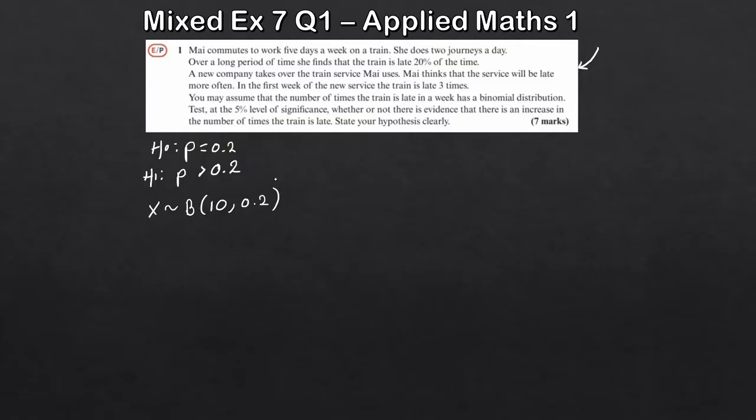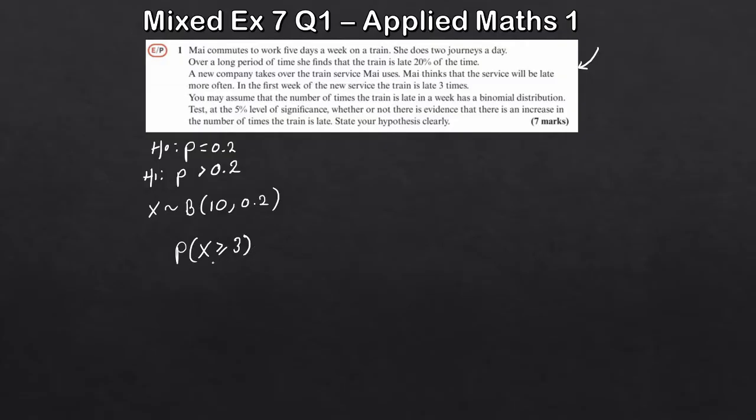So what we need to do now is set up our testing value, what will give us our test statistic. For a one-tailed test, nice and easy, you just test whatever this is. If this is greater than, we're testing greater than or equal to. If it's less than, we test less than or equal to. You don't have to work out the expected value for a one-tailed test. So we're testing the probability that X is greater than or equal to, and what's this value? Always use your evidence in the question. In the first week of the new service, the train is late 3 times. So this is X greater than or equal to 3.